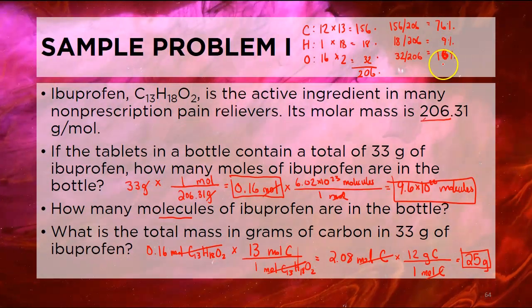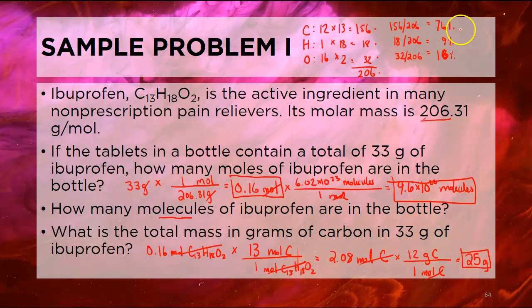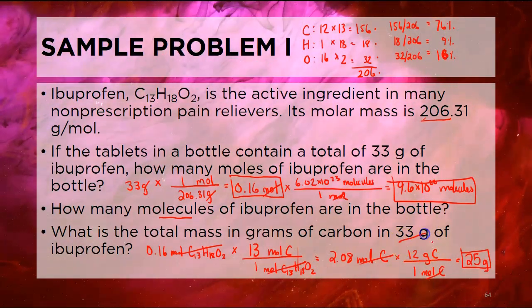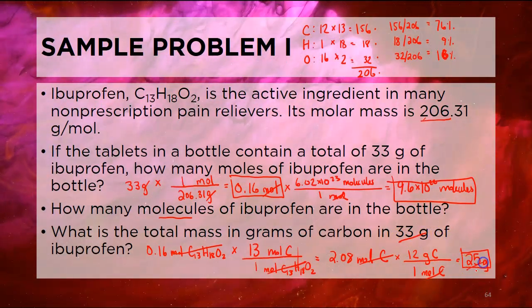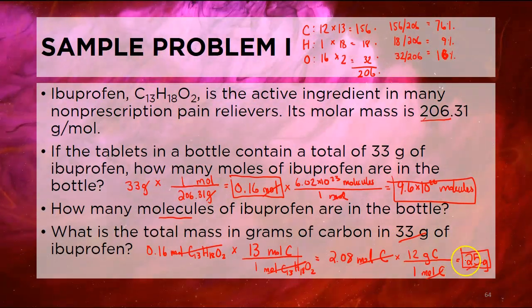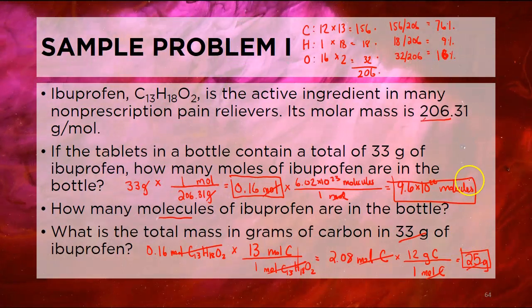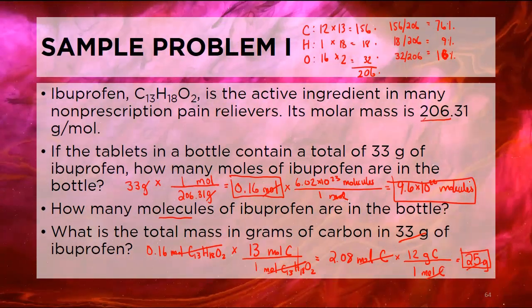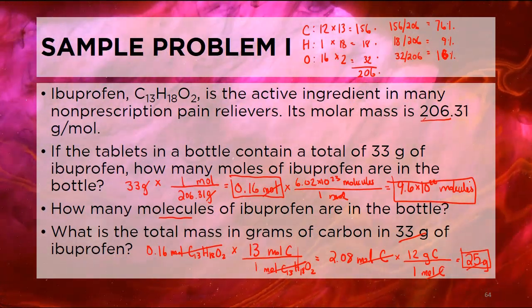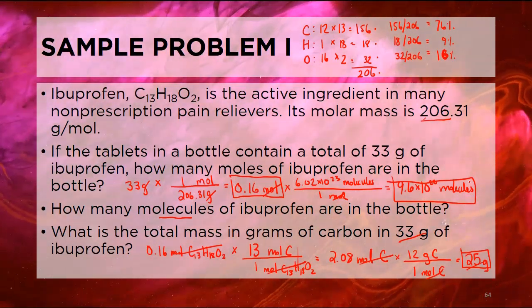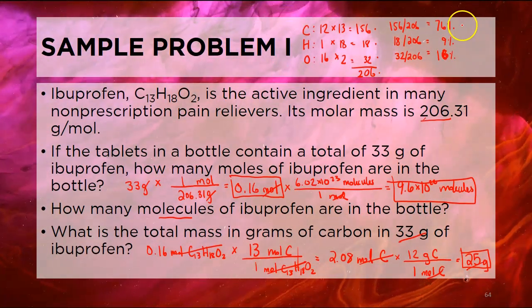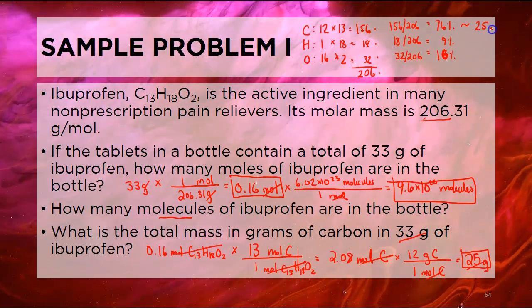Anyway, all that to say, carbon makes up 76% of the whole molecule. So if I have 33 grams, does 25 grams sound to be about 76% of 33? So what I can do is take 0.76 times 33, and I get 25. So it's about 25 grams.